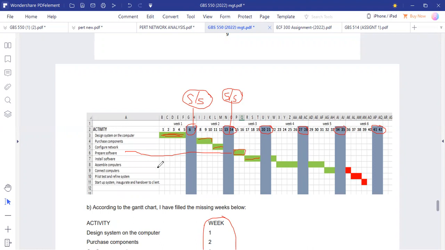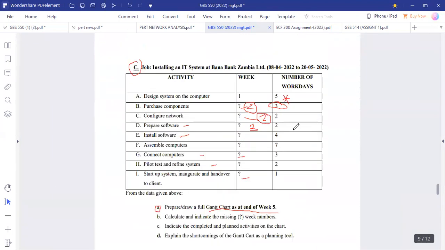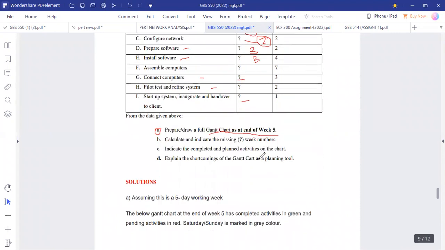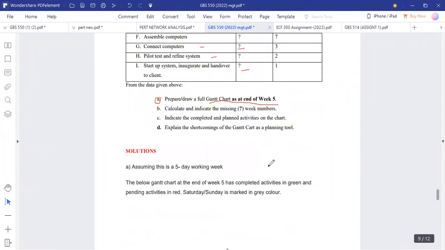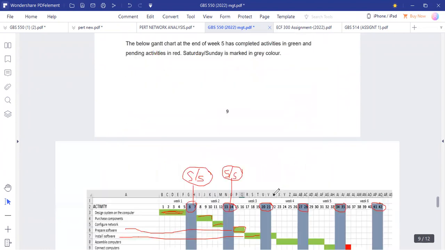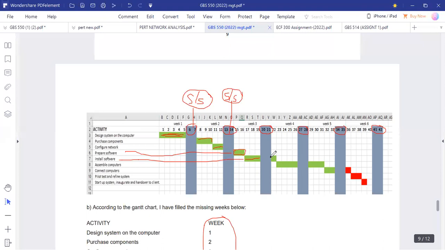So the installation of the software was taking what? It was taking 4 days, but it was done in week 3, okay? It will be completed the other week, but it will be done in week 3. So after the prepare software, we can install the software in the same week, week 3. But it will end here because it was taking 4 days.